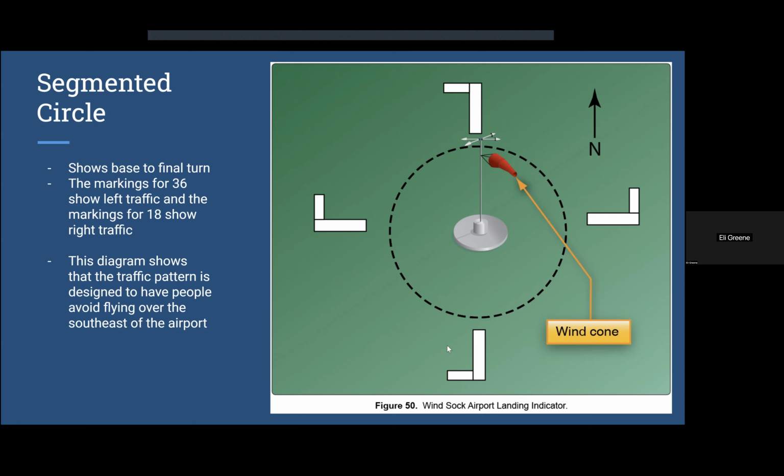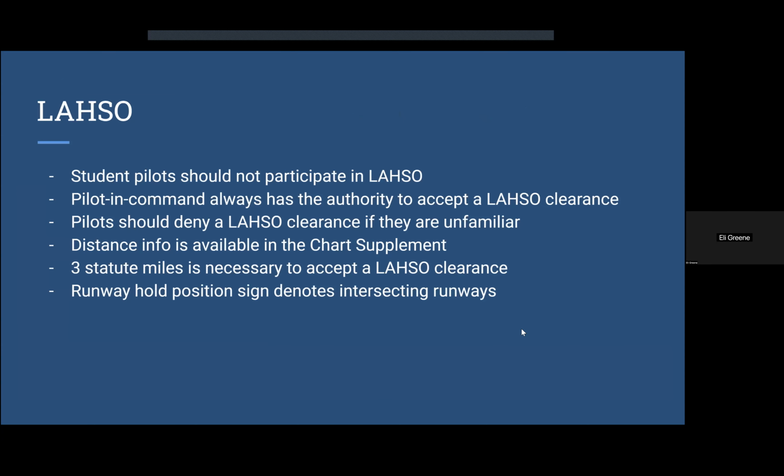And the written test question would be like right traffic for 36 or left traffic for 36, and the correct answer would be left traffic because it's left turns. But yeah, and then we have this thing called LASSO, or land and hold short operations.